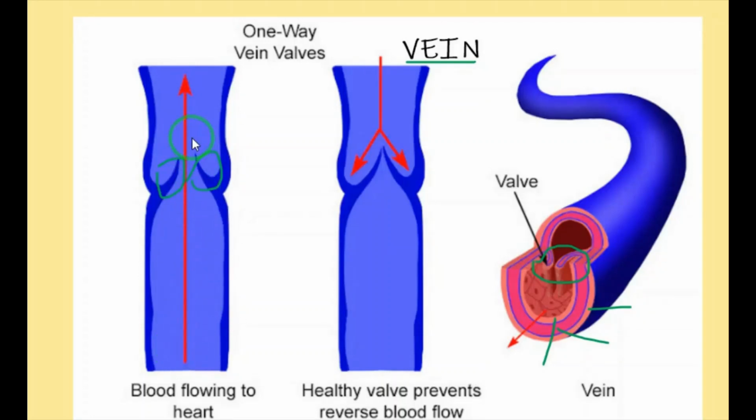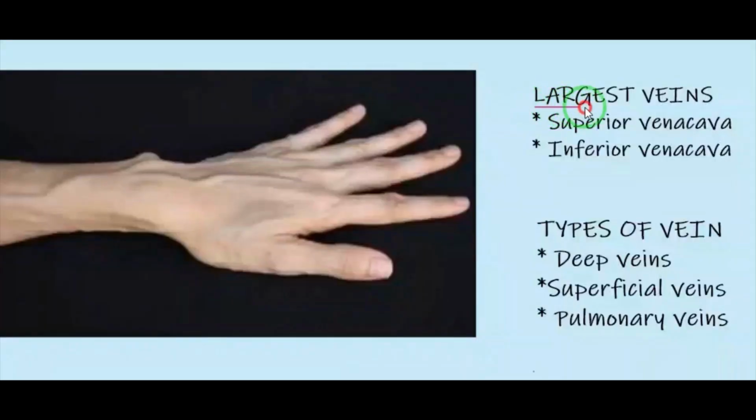Okay, so blood is flowing to the heart. What is the function or use of these valves? Valves prevent reverse blood flow. Got it? Largest veins. The two largest veins in our body are the superior vena cava and inferior vena cava. So these are the two largest veins. What are the two veins? Superior vena cava and inferior vena cava. These veins are present in the heart region.